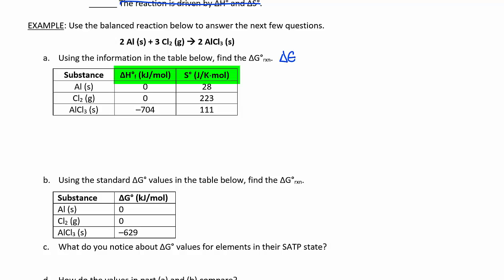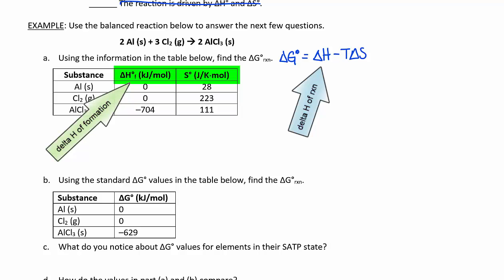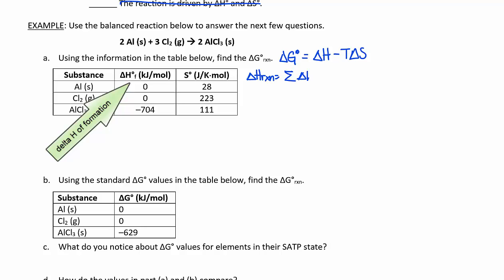So the formula that we're going to use is delta G will equal delta H minus T delta S. The reason we're going to choose this is because we have entropy values right here. We also have delta H values. So in order to find the delta H of the reaction, because these are heats of formation, we're going to have to use our delta H of the reaction formula, which is the sum of the standard heats of formation of the products minus the sum of the standard heats of formation of the reactants.